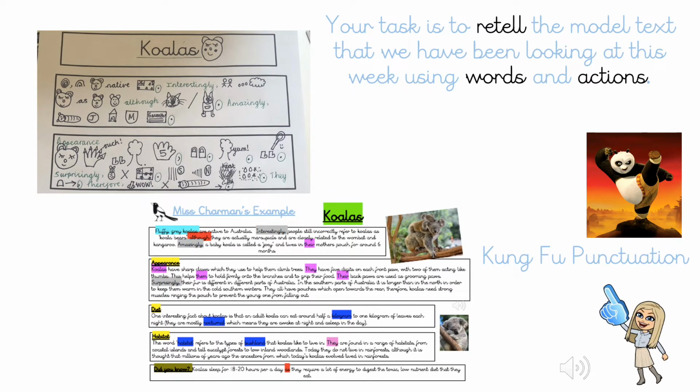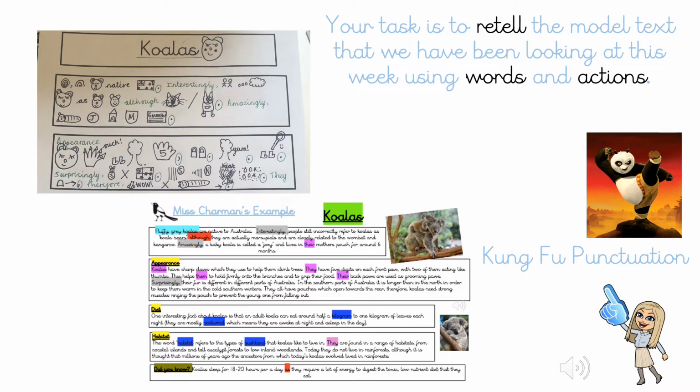Your task for today is to read out the model text that we've been looking at this week using words and actions. So for example, for the title, I would do my Kung Fu punctuation, so I go hiya, because koalas has a capital letter. I say the word koalas whilst making ears with my hands to represent koalas. I then move on to the introduction. Remember, the introduction is to hook in the reader. And I then retell the introduction using the words in the model text alongside my new actions.